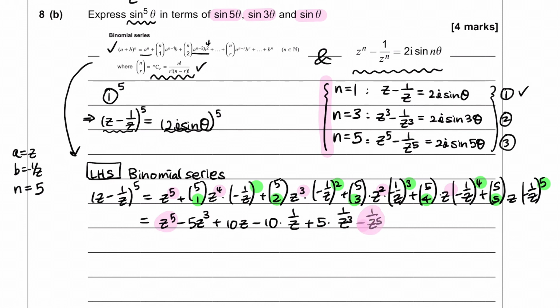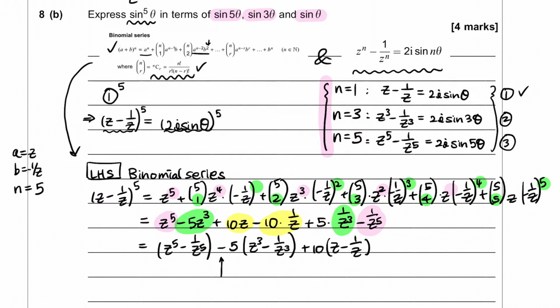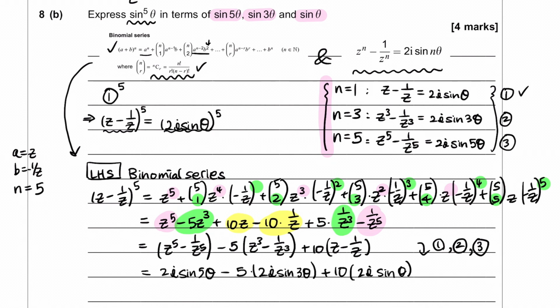So for example, z to the power of 5 and 1 over z to the 5. z to the 3 and 1 over z to the 3. Just z and 1 over z. Check that I put minus 5 in front of the bracket in order to make the sign of z cubed positive, okay? So now if we use equations 1, 2, and 3, this becomes a trigonometry term like this. This is just direct substitution of equations 1, 2, and 3.